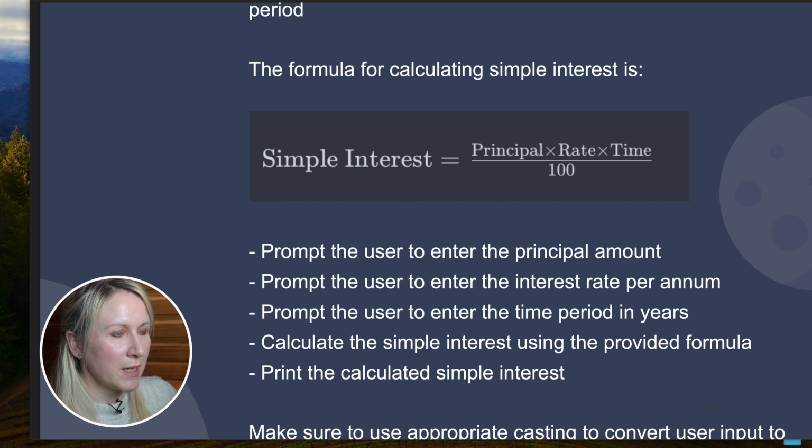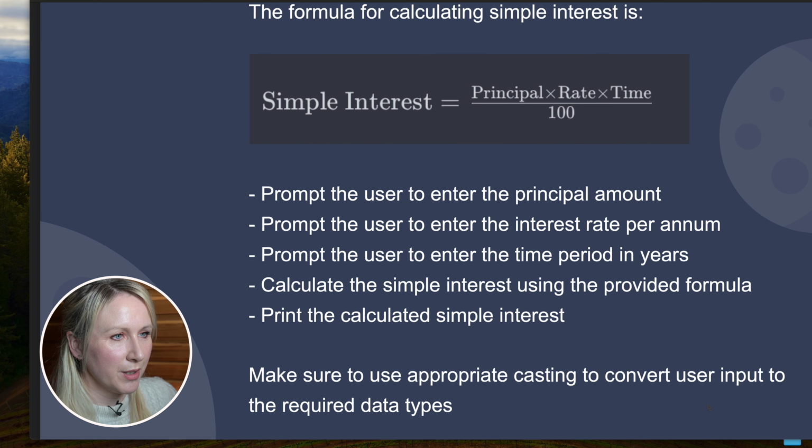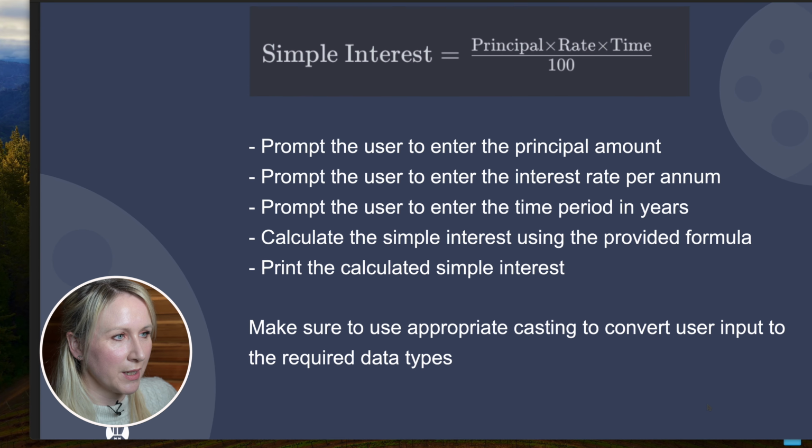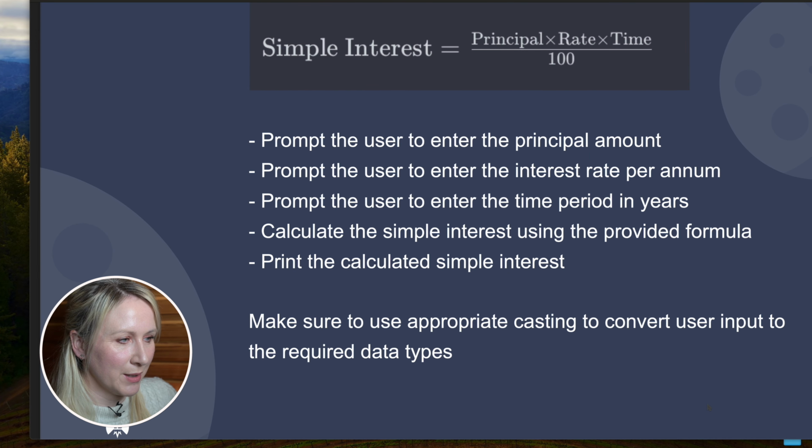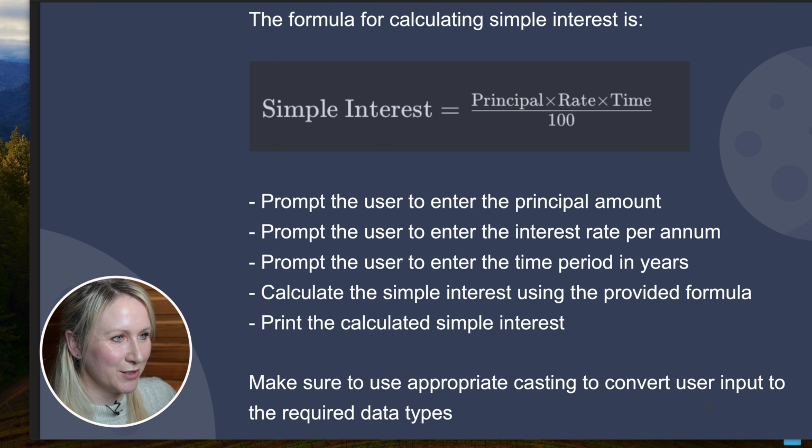So prompt the user to enter the principal amount, prompt the user to enter the interest rate per annum, prompt the user to enter the time period in years, calculate the simple interest using the provided formula, print the calculated simple interest. Make sure to use appropriate casting to convert user input to the required data types. Okay, so let's tackle this challenge.